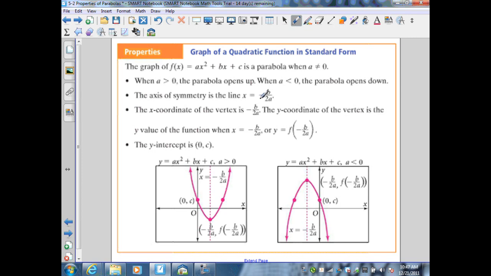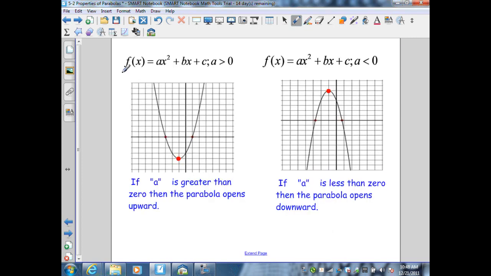The axis of symmetry, as we already know, is a vertical line through the vertex that maps every point the same distance from the left of the parabola to the right of the parabola from that line. So if this is 3 units to the left of the axis of symmetry, then this has to be 3 units to the right. In other words, if I folded a piece of paper, the parabola's left side and right side would match up exactly. The x-coordinate of the vertex is negative b over 2a. The y-coordinate is the value of the function when x equals negative b over 2a, or y equals f of negative b over 2a. The y-intercept is c.